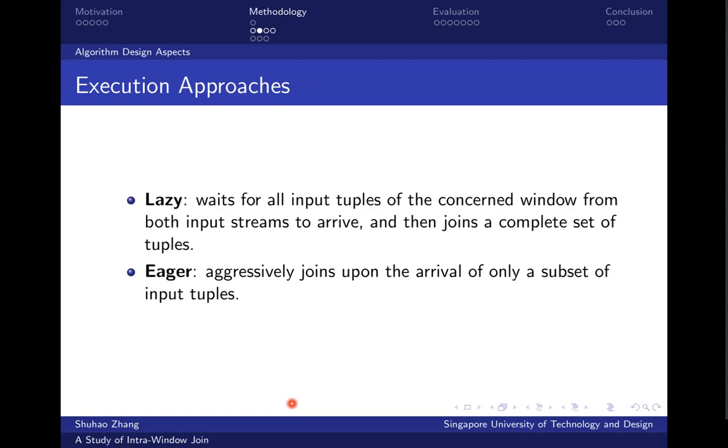The first design aspect is the execution approach to handle data streams, namely lazy or eager. The lazy approach first waits for all input tuples of the constrained window from both input streams to arrive, and then joins a complete set of tuples. In contrast, the eager approach aggressively joins upon the arrival of only a subset of input tuples.